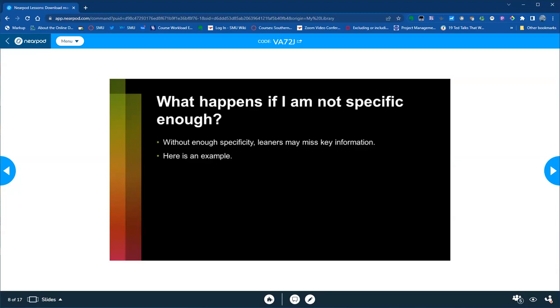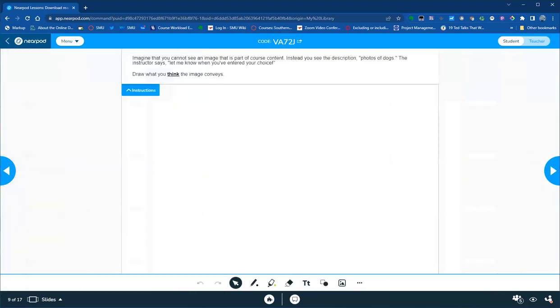So here's an example. Imagine that there is a content page in front of you. There's an image there that you cannot see. Instead, you just see that this page contains photos of dogs. The instructor then says, let me know when you've entered in your choice.